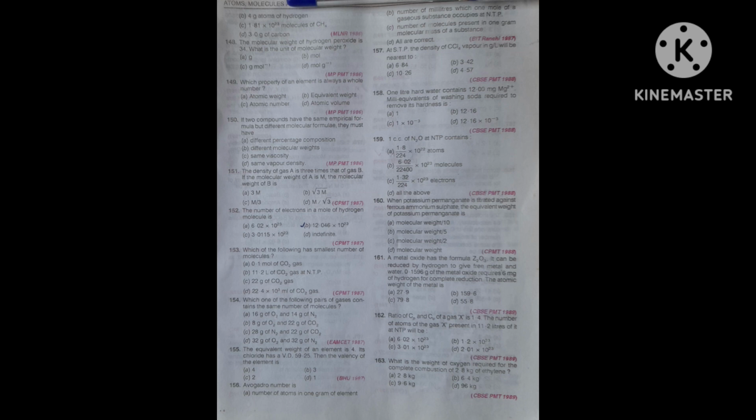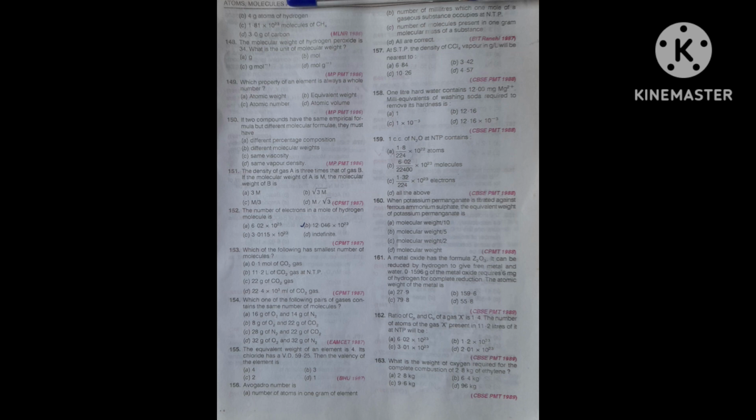Ethylene means C2H4 plus O2. You have to write the balanced equation. You know that it will give CO2 plus water. So the balanced equation is C2H4 plus 3O2 gives 2CO2 plus 2H2O. Correct? This is the balanced equation.